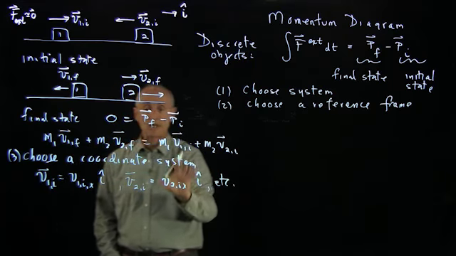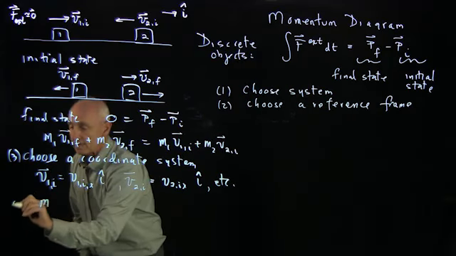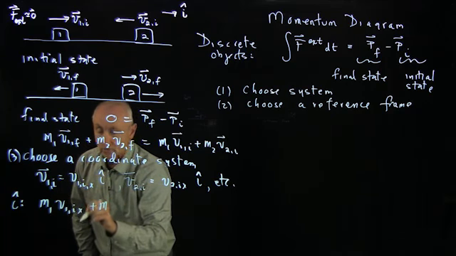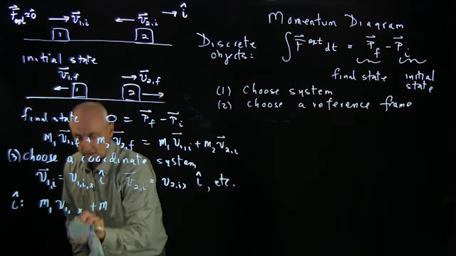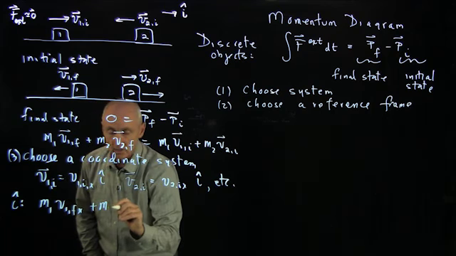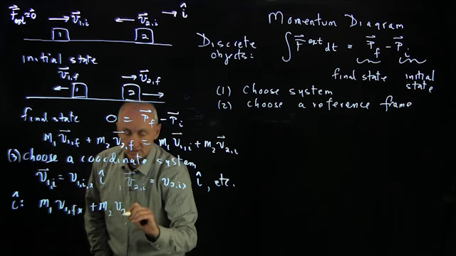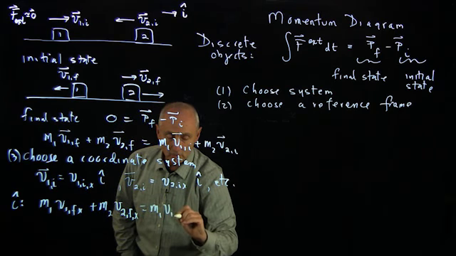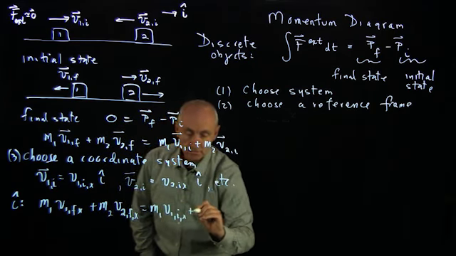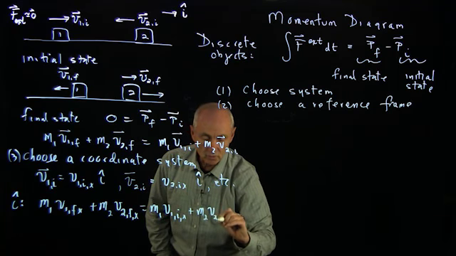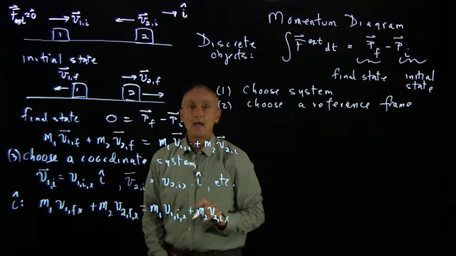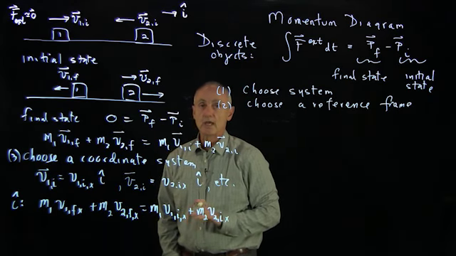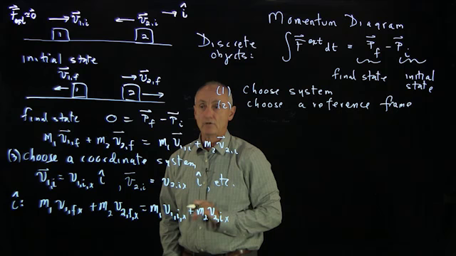And our momentum equation in components then becomes, in the i hat direction, m1 v1 final x, let's make this consistent, plus m2 v2 final x equals m1 v1 initial x plus m2 v2 initial x. And that's the same equation that we have as vectors, now expressed in terms of components. And recall that components can be positive or negative.